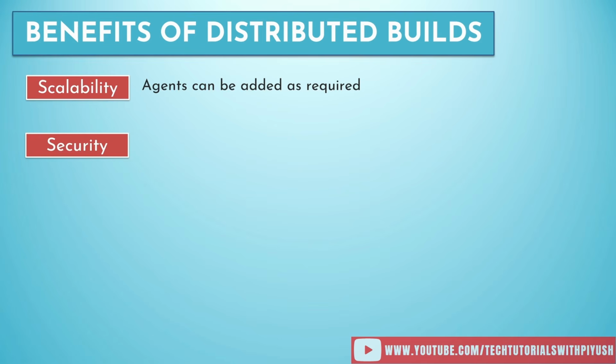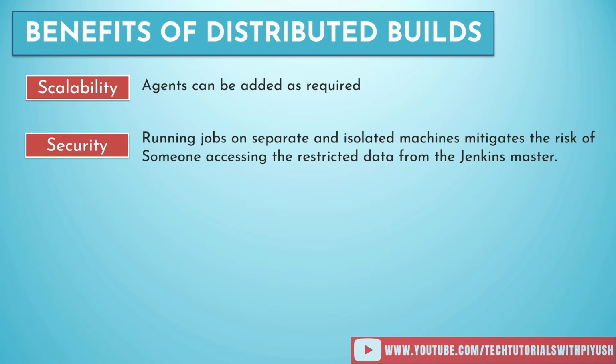Then we have security. Running jobs on separate and isolated machines mitigate the risk of someone accessing the restricted data from Jenkins master. So jobs that run on a controller or a Jenkins master has full permission to all the Jenkins resources on the master node. For even greater security, you can use cloud agents or the Docker based agents that are created for each build and then destroyed when the build is over. This way, if a malicious agent taints the node or executor, no other build will be affected.